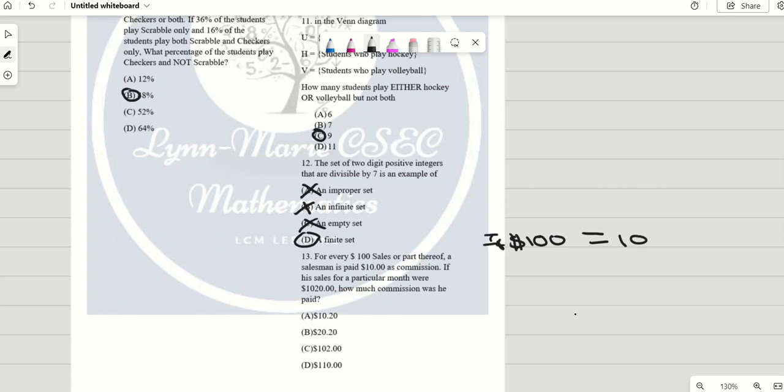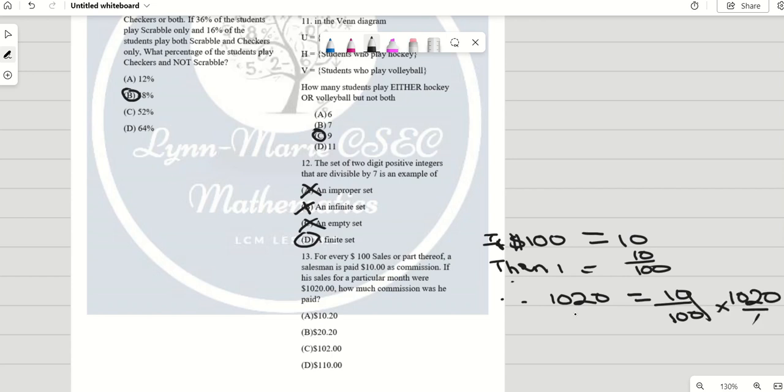So if for every $100 he's getting $10, then for every $1 he would get 10 over 100. How much did he make? They want for 120. Therefore, if a customer bought 120, this would be 10 over 100, which is for every dollar, multiplied by 1020. Right, you cross out these zeros. We know that his commission will now be $102. That's the answer for C.